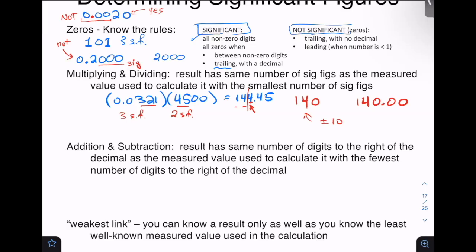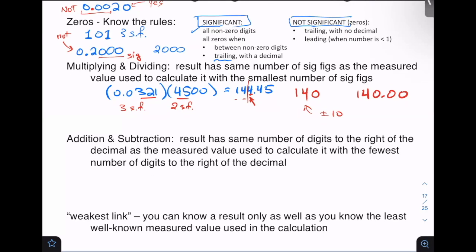Addition and subtraction is a little similar. There, you're not looking at the number of significant figures. There, you're looking at the decimal place. Yes, there's a question.